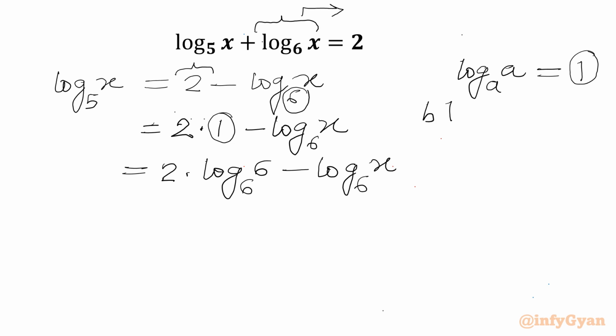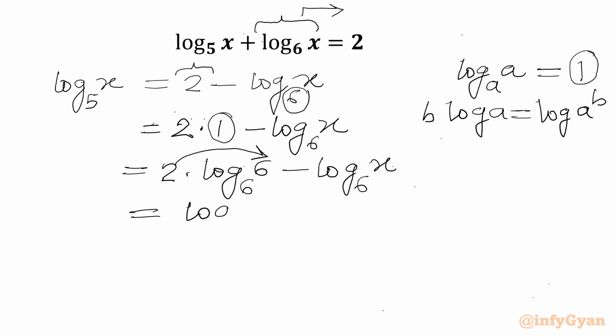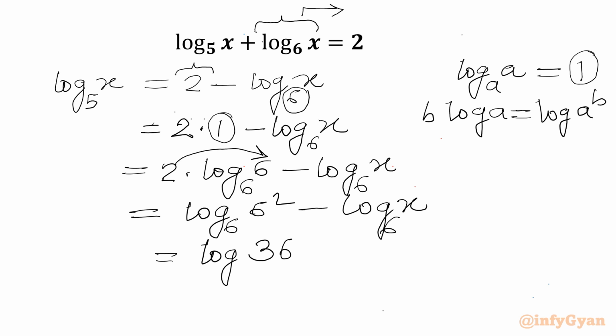Now we have another log property, b log a can be written as log a power b. So I can take this 2 as a power of 6. I can write log 6 square base 6 minus log x base 6. Now 6 square is 36. So I can write log 36 with base 6 minus log x with base 6.